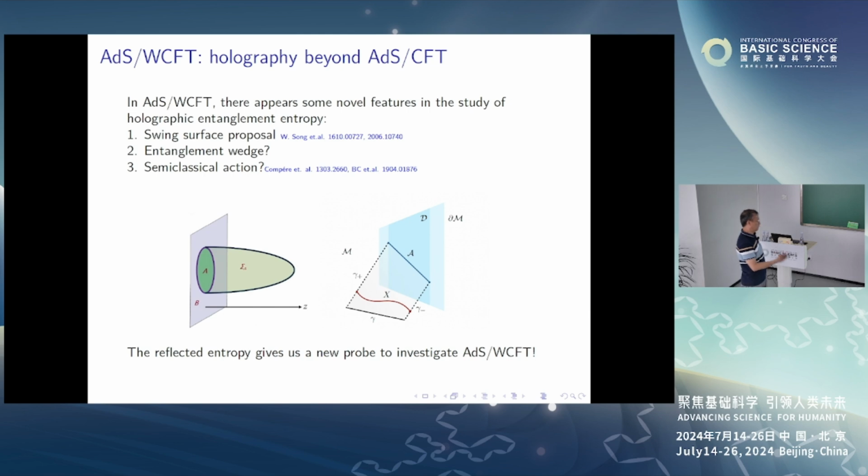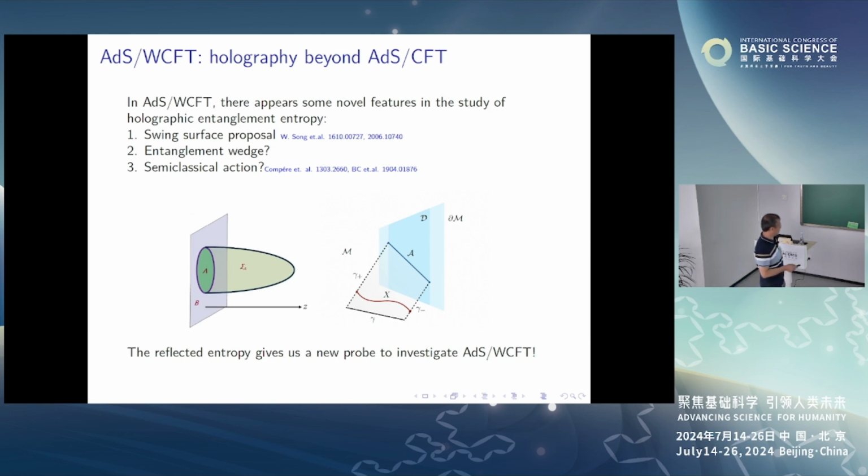So in the RT formula, you get a minimal surface, but now it's not a simple minimal surface. This is a figure. This is the boundary, a warped spacetime, and you have an interval A, but its holographic entanglement is actually captured by something like a swing. So you have two ropes and a bench, and these are null lines, gamma plus and gamma minus. Between gamma plus and gamma minus, you try to find the bench with minimum length, and this gives you the so-called swing surface proposal.